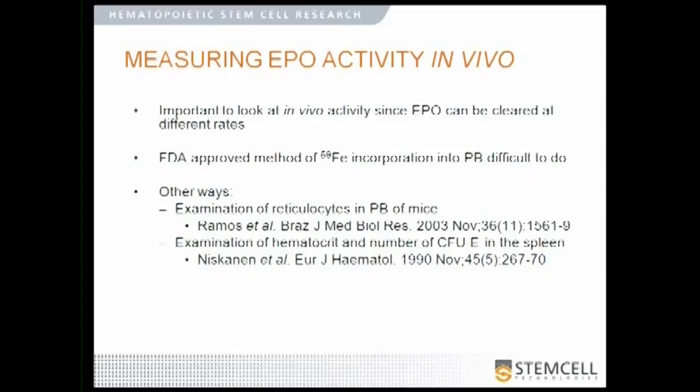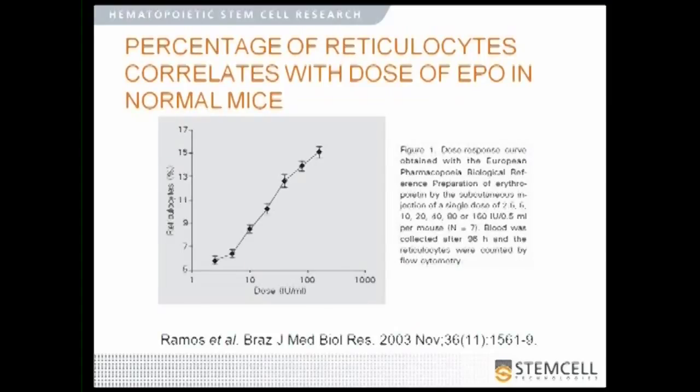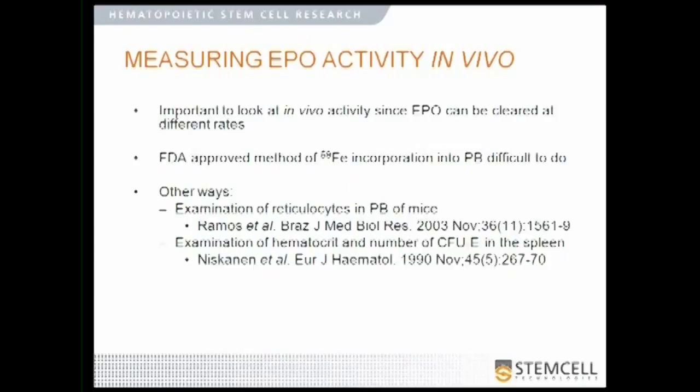Despite the FDA requirements for using mice in which endogenous EPO levels have been reduced by hypoxic conditions, investigators have looked at in vivo effects of EPO in mice in normal oxygen conditions. Looking at iron 59 incorporation into peripheral blood is difficult to do, so other methods investigators have used are examination of reticulocytes in the peripheral blood of mice, as well as examination of hematocrit and the number of CFU-E in the spleen.